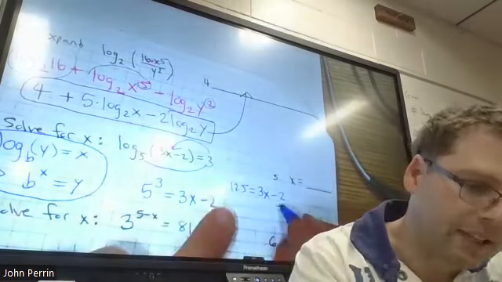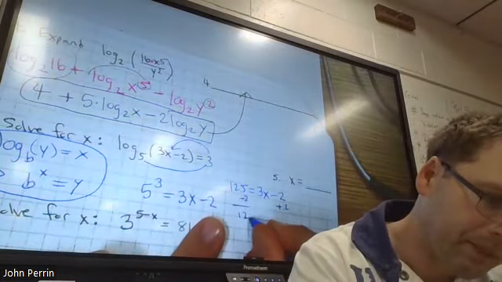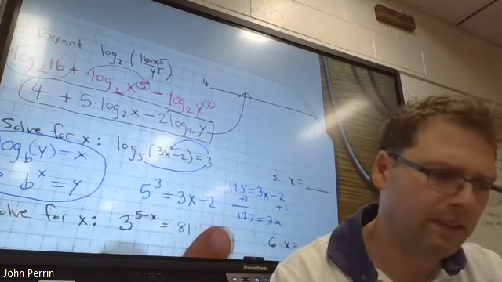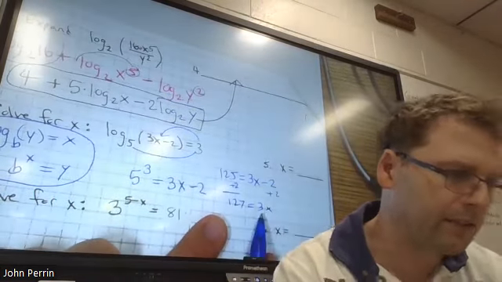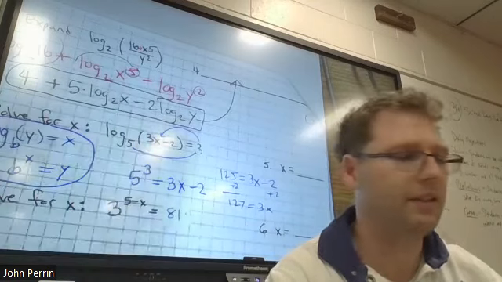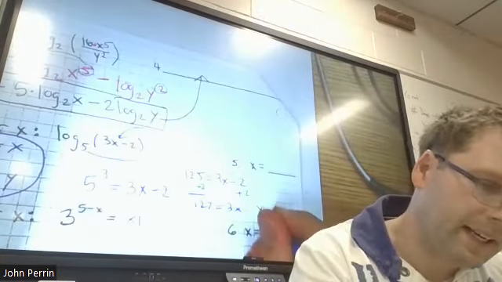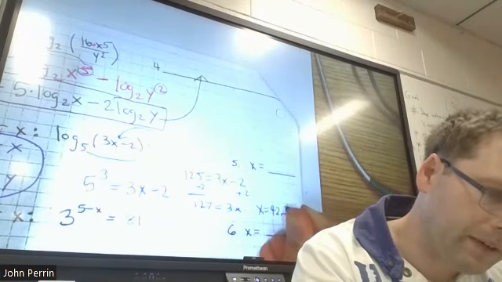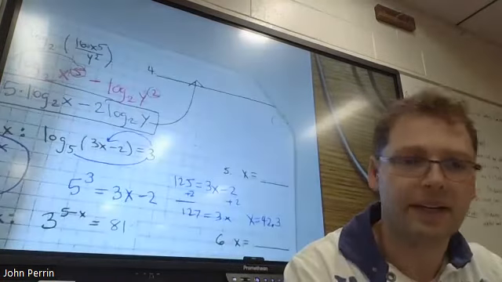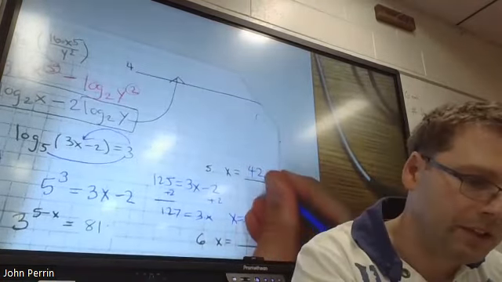To solve this, I'm going to add 2 to both sides. 127 equals 3x. Let me use a calculator. I'm going to do 127 divided by 3. I'm getting x is 42.3 repeating. So maybe 42.3.